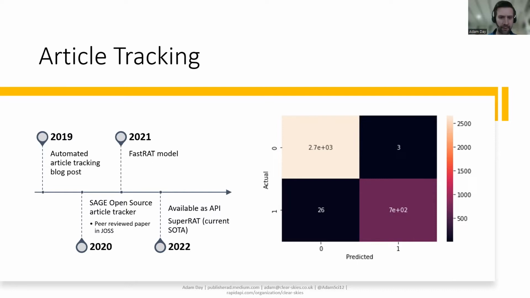Given about, I think, 3,400 or so of these, 2,700 of them weren't published. Okay, and the model correctly predicted that they weren't published. 700 were published, and the model correctly found those, tracked those articles. There were 3 articles where it tracked the wrong article. So this is a false positive. It's a very, very low false positive rate, where it thought that it found the right article and it hadn't.